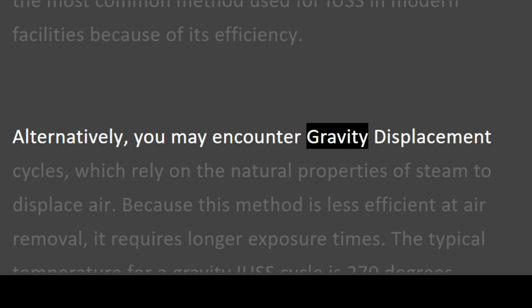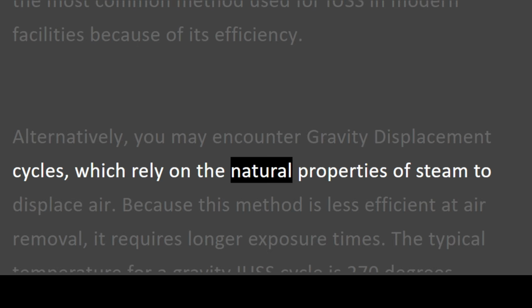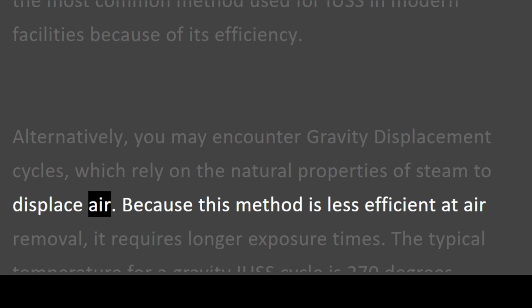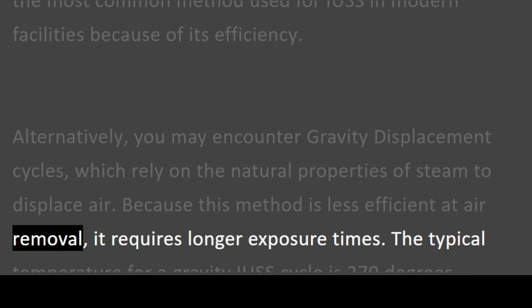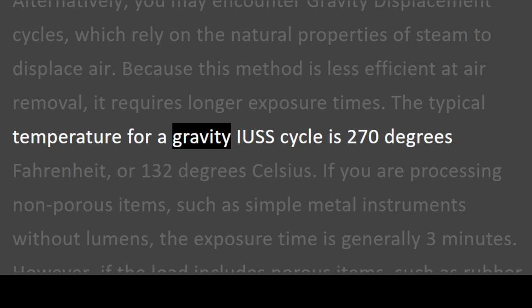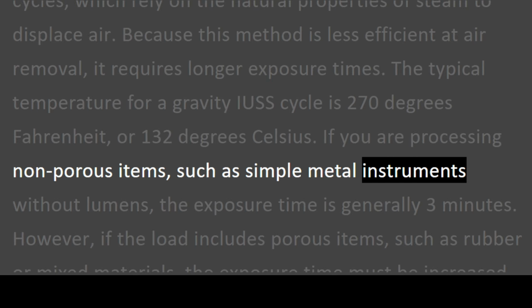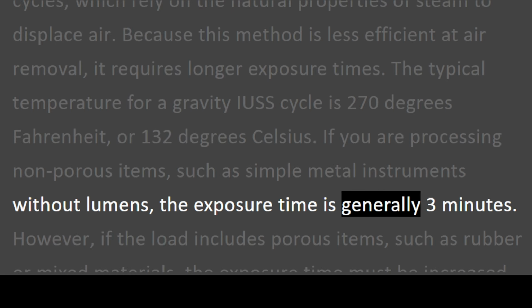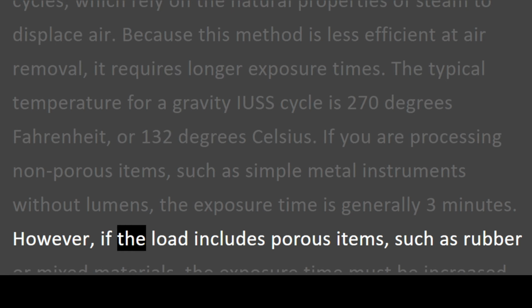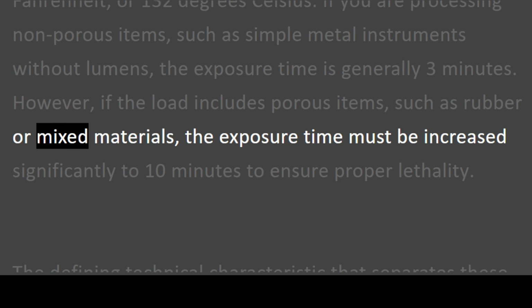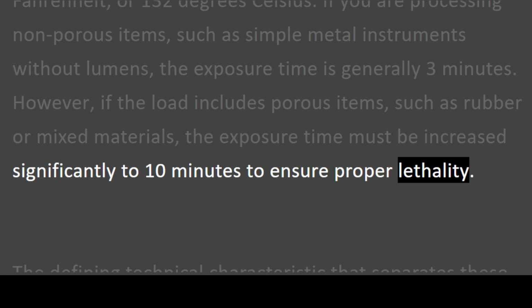Alternatively, you may encounter gravity displacement cycles, which rely on the natural properties of steam to displace air. Because this method is less efficient at air removal, it requires longer exposure times. The typical temperature for a gravity IUSS cycle is 270 degrees Fahrenheit, or 132 degrees Celsius. If you are processing non-porous items, such as simple metal instruments without lumens, the exposure time is generally 3 minutes. However, if the load includes porous items, such as rubber or mixed materials, the exposure time must be increased significantly to 10 minutes to ensure proper lethality.